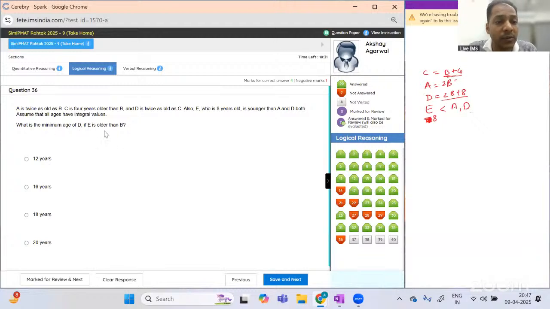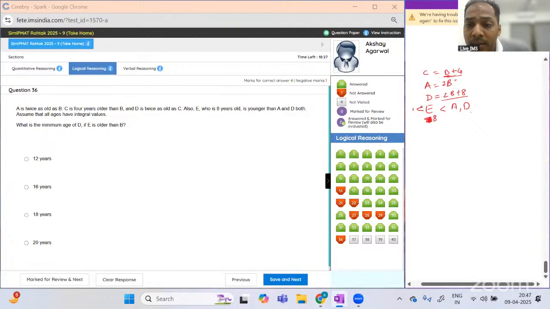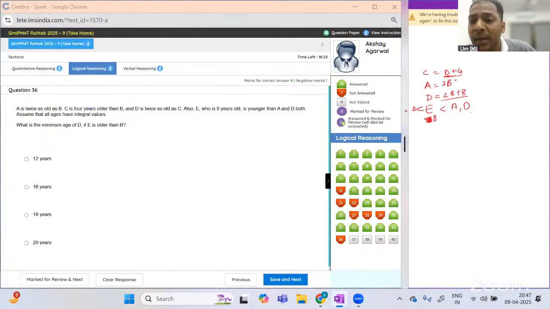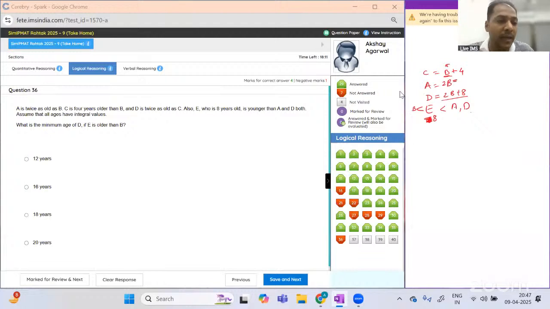What is the minimum age of D if E is older than B? E is older than B. What is the minimum age of D? Again, the same case. We took B equal to 5. So if I take B equal to 5, C would come out to be 9. 5 plus 4, 9. And D would be double of that. So that would be 18. So the minimum age of D would be 18.